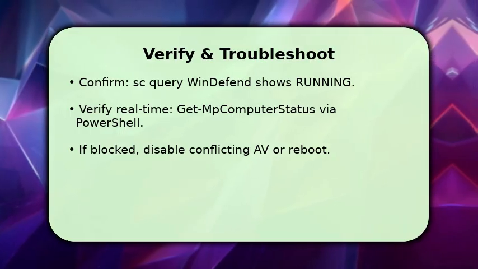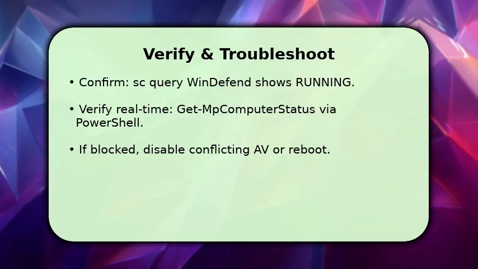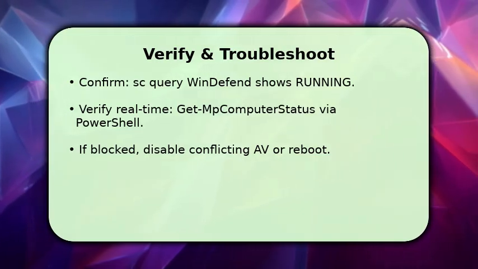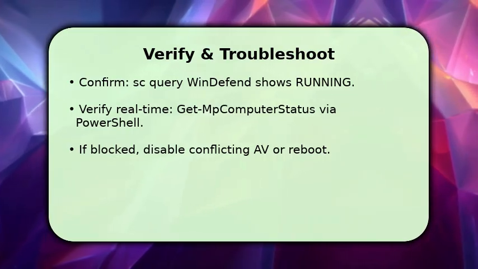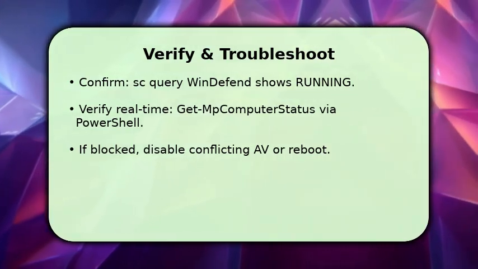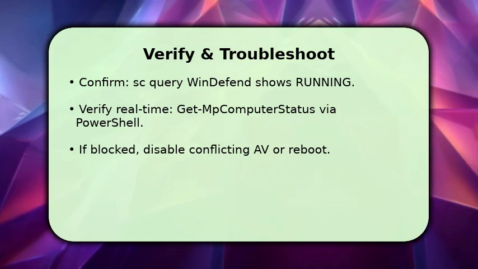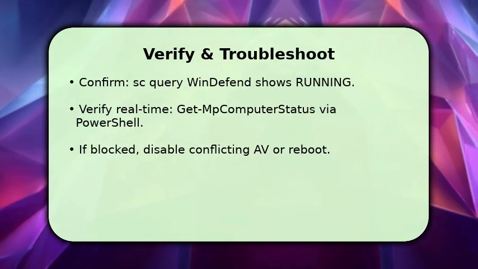If protection isn't active, make sure no third-party antivirus is installed or still registered with Windows Security, because that can suppress Defender. If commands are denied, reboot and rerun as admin. As a final troubleshooting tip, temporarily uninstall or disable conflicting AV, reboot, then repeat the start and Set-MpPreference steps.